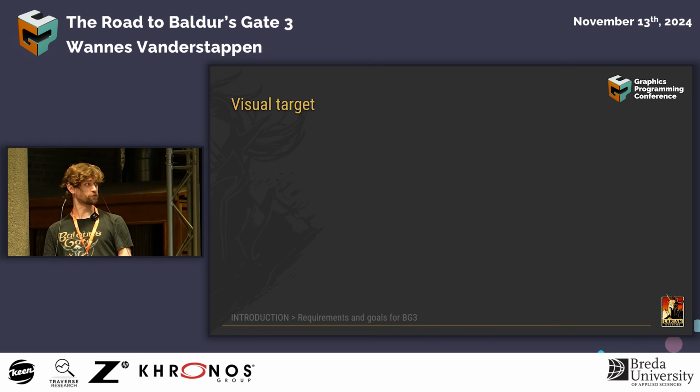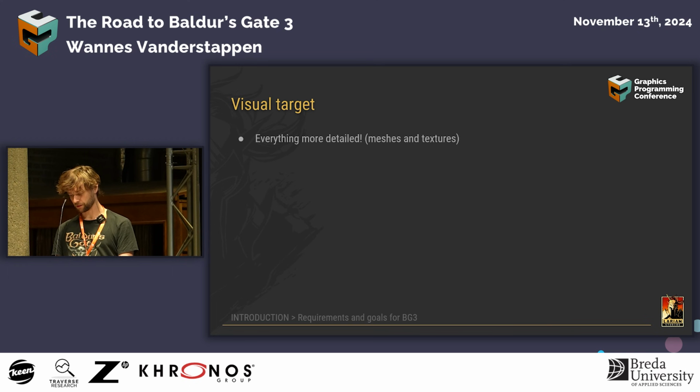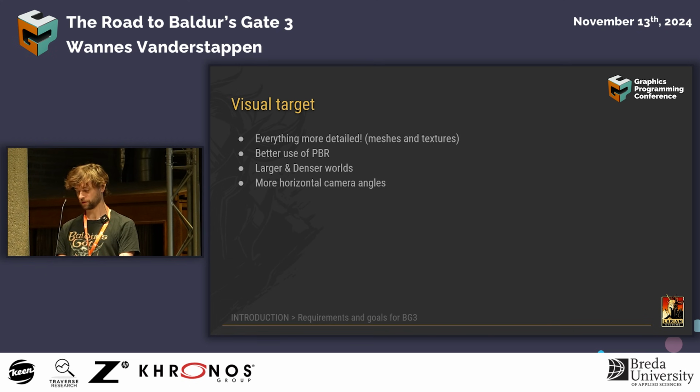So what was our visual target for Baldur's Gate 3? Well, obviously, everything needs to be more detailed: meshes, more detailed textures. But we also wanted to make better use of PBR, because this was introduced quite late in the previous project. We also wanted denser and larger worlds and more horizontal camera angles. This means we will have larger view distances.